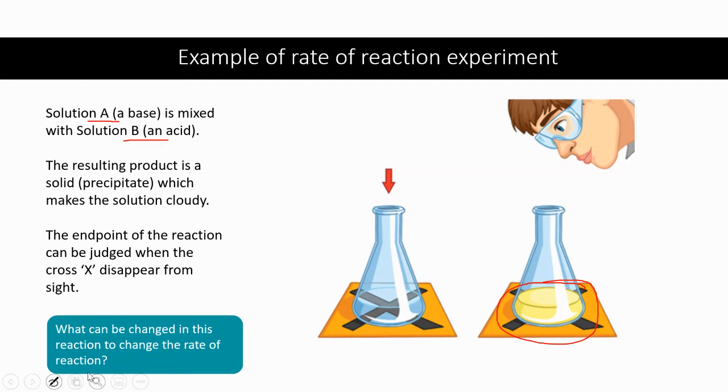So just think about what could be changed in this reaction to change the rate. Okay, so there's no solid, so we can't change the surface area. There are two solutions, so we can change the concentration of those solutions. And there is also temperature. We could use warmed up reactants using a water bath, or an ice bath to cool it down, to change the temperature. There is no catalyst for this reaction.